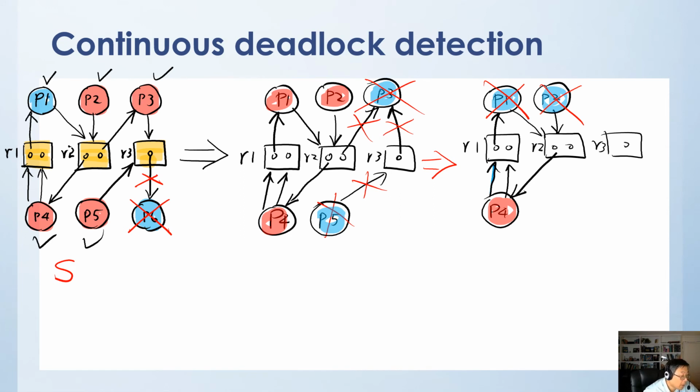Okay, so what does that mean? When you perform the graph reduction algorithm, you can eventually eliminate P1 that originally made the request. So that means by adding the additional request from P1, this is not going to put the new graph in the deadlock state. So we can accept that request. Okay. So that's basically what continuous deadlock detection is going to do. Okay.